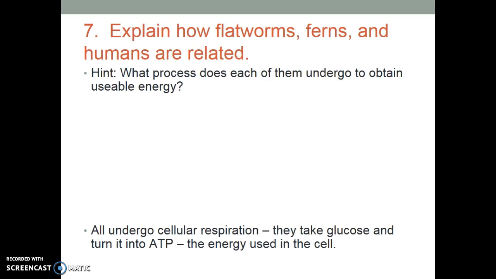Explain how flatworms, ferns, and humans are related based on how they obtain usable energy. That ATP is being produced through the process of cellular respiration. They all take in that glucose, or make that glucose for plants, and turn it into ATP, which is the energy used in the cell. Glucose is just stored energy. It must be converted to ATP for us organisms to be able to use it.